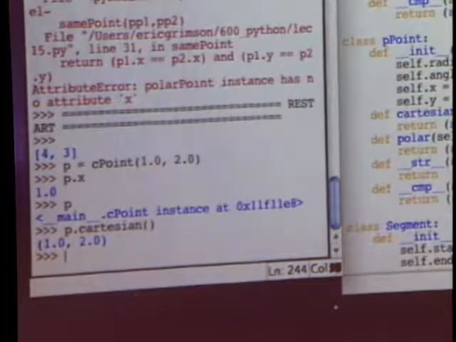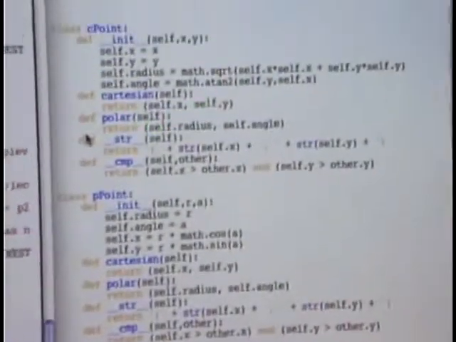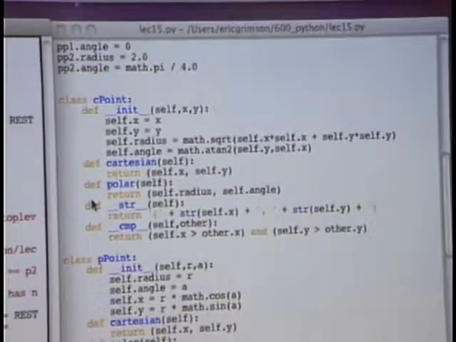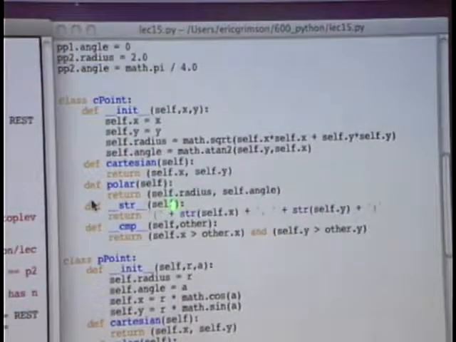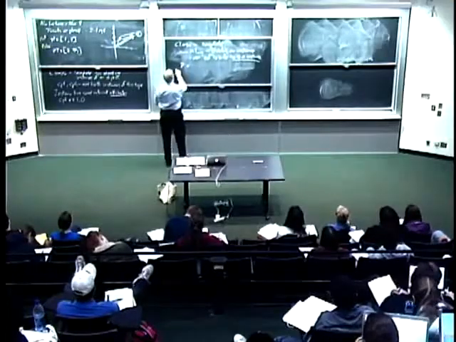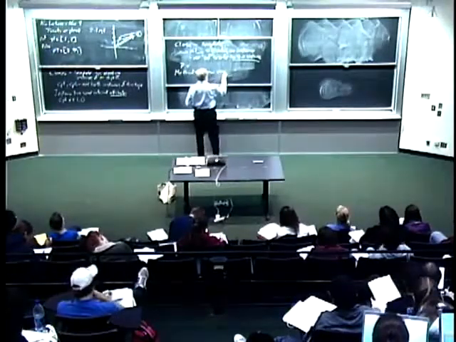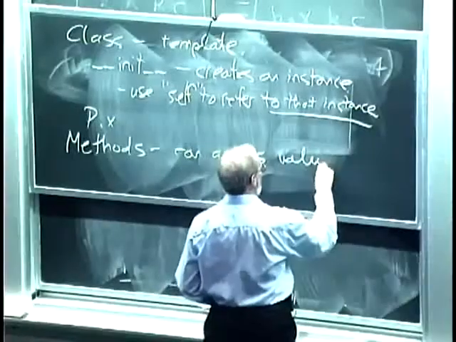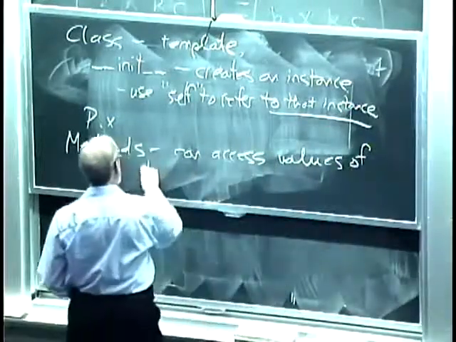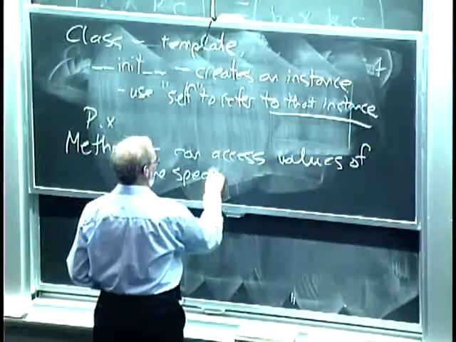Okay? What did I just do there? One of the things that I defined inside my class definition here was an internal method. And that method has a name, obviously. And what does it do? It's going to go off and get the values of x and y attached to this thing and return them to me. Right? And that's one of the things I want. I would like my classes to have methods which can access the values of the specific instance.